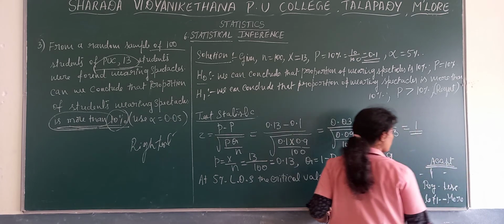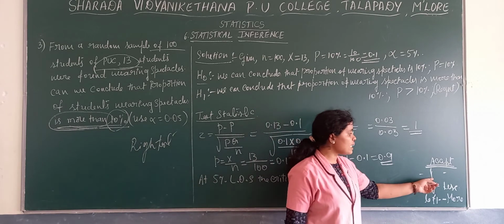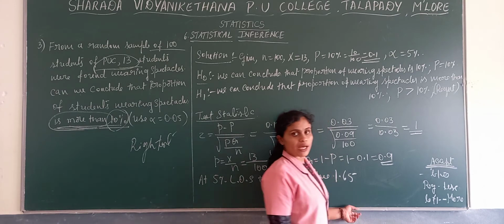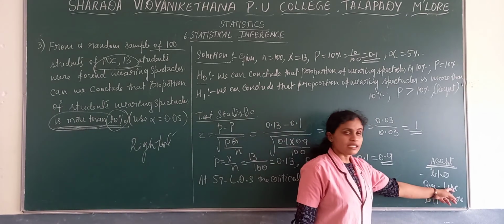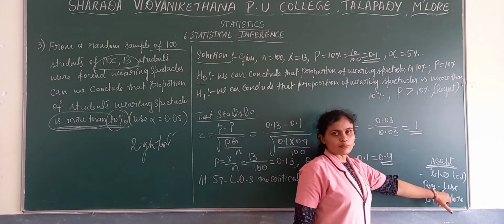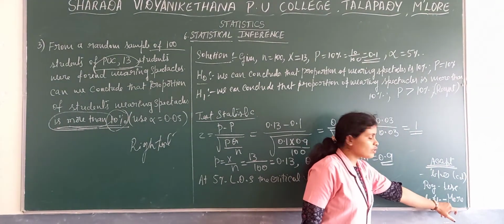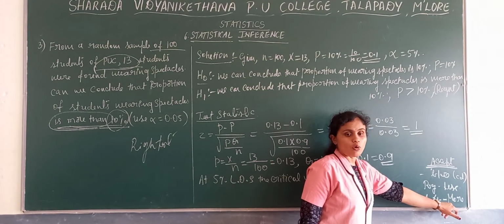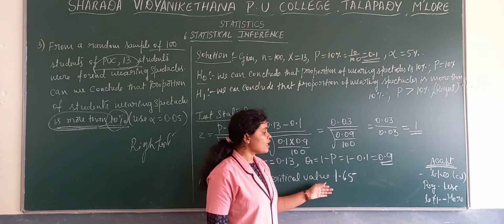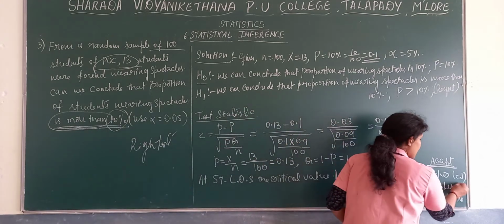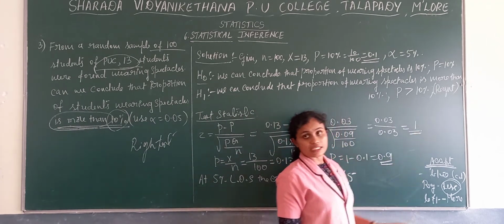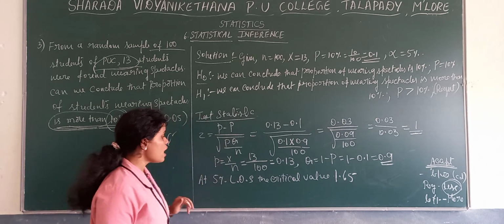In order to accept, what is the criteria? If it is two-tailed, the value should lie in between the table values. Right-tailed means the calculated value should be less. Left-tailed means the calculated value should be more. Now here it is right-tailed. So right-tailed means what should it be? The calculated value should be lesser than the table value. Yes, here we got it is less. So we can accept the hypothesis.